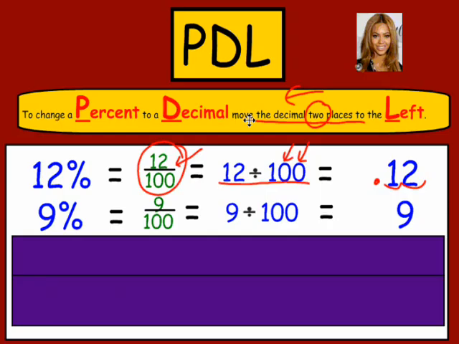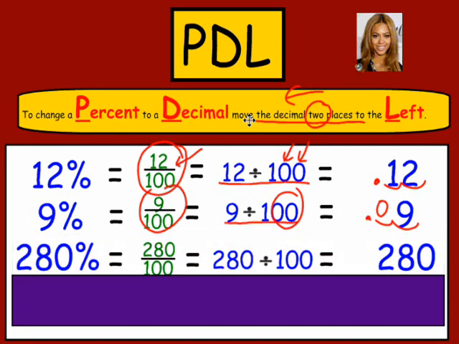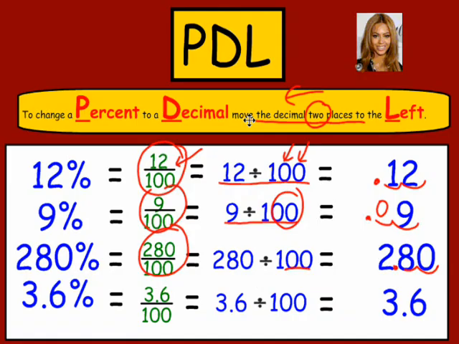Same with 9%. 9% is the same as 9 over 100, which is the same as 9 divided by 100, which means we would move the decimal 2 spots. So 9% as a decimal is 0.09. 280%, same thing. 280 over 100, which would be like 280 divided by 100. So we're going to move the decimal 2 spots. It would be 2.8. And this last example, 3.6%, would be like 3.6 over 100, which is 3.6 divided by 100, and we would simply move the decimal 2 to the left.